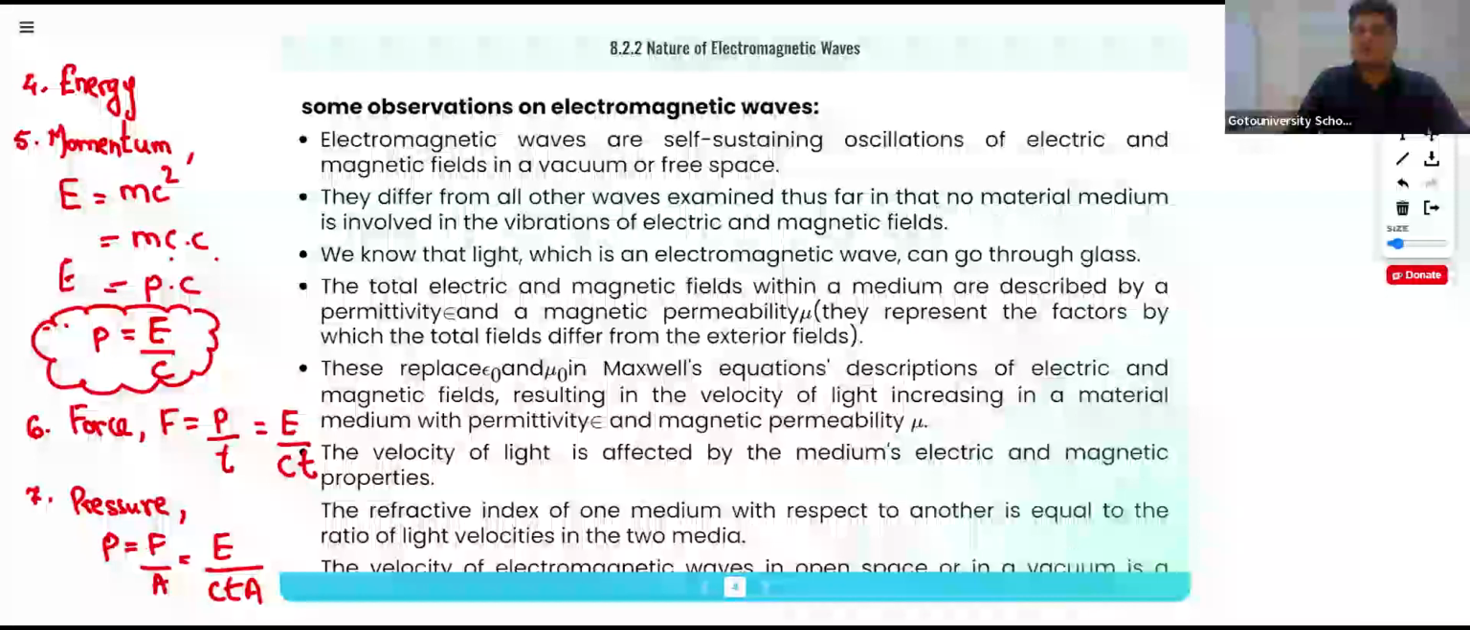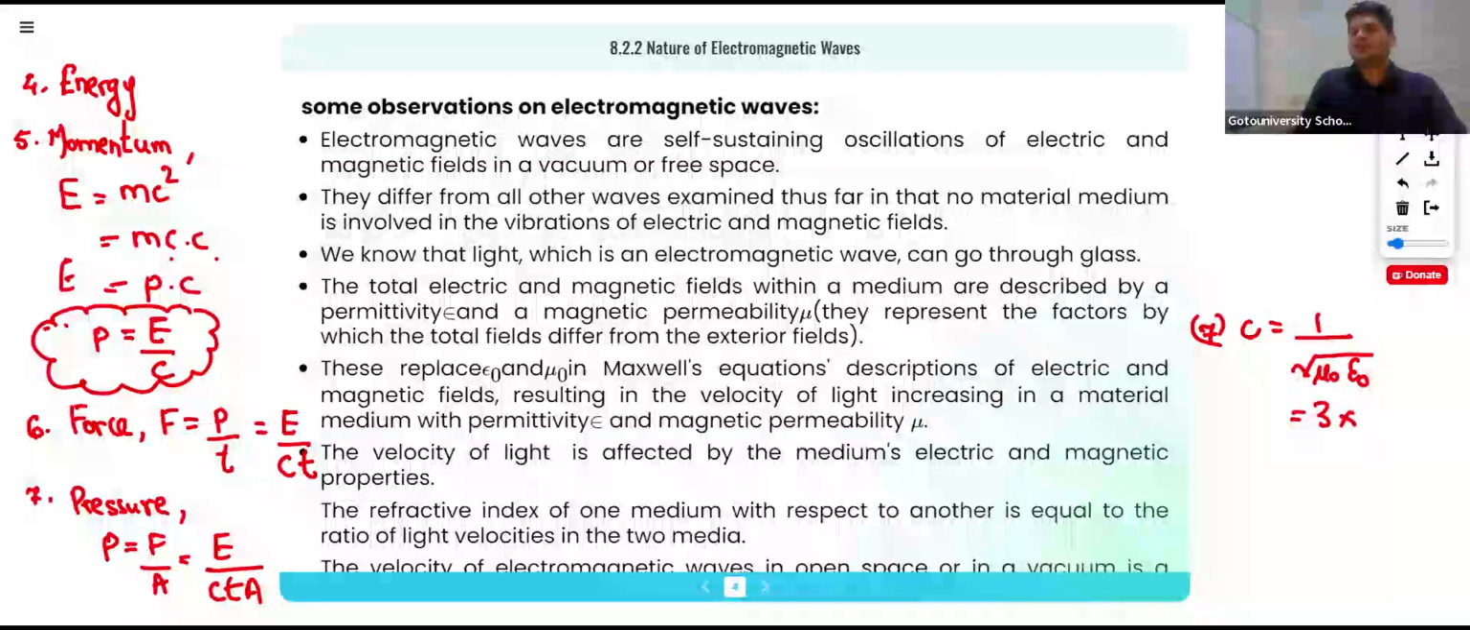Okay, then one more thing we have: C, the speed of light. That formula of speed of light, the value 3 into 10 raised to 8, comes from here only. The formula is c = 1 upon under root of mu naught into epsilon naught. When you substitute the value of mu naught, which is 4 pi into 10 raised to minus 7, and epsilon naught, which is 8.85 into 10 raised to minus 12, that will give you the value 3 into 10 raised to 8 meter per second.